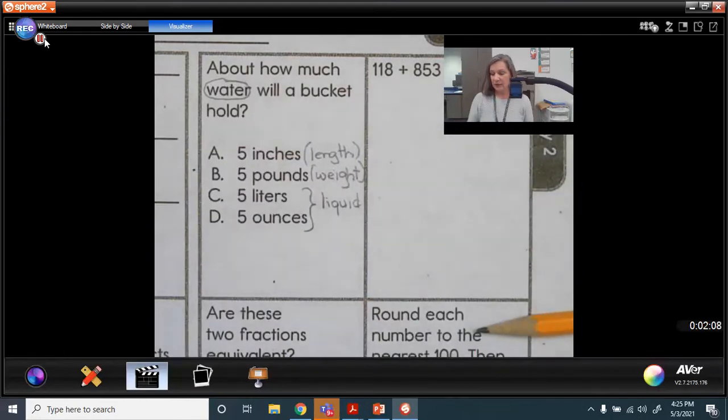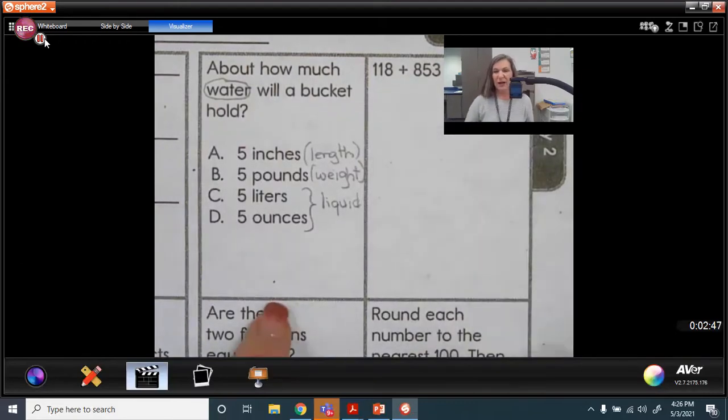Okay, now let's take a look at what a liter is. And this is very close to a liter of water. So this water bottle is close to a liter. It's not quite a liter, but it's pretty close. So think about it. If I were to take 5 of these water bottles, would this be more likely to fill a bucket than this coffee cup? So if you chose 5 liters, that would be an accurate estimate.